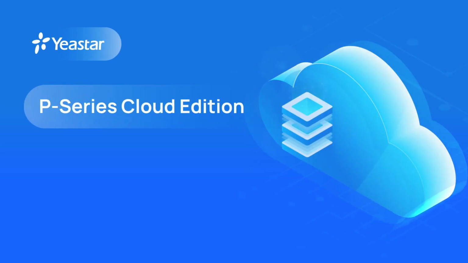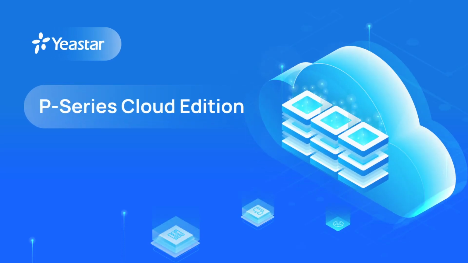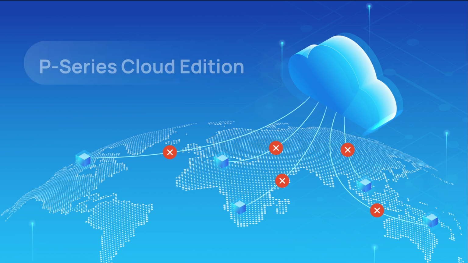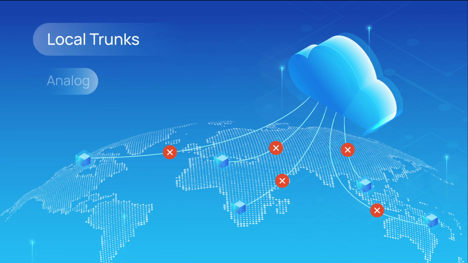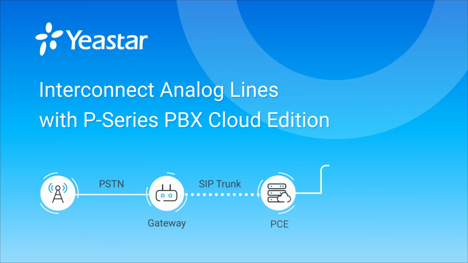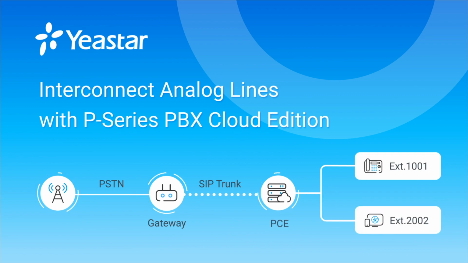P-Series PBX Cloud Edition is totally hosted on cloud. Just as with any other cloud-based phone system, the integration with physical trunks is a tricky yet very common issue, as a lot of users still subscribe to phone service based on local trunks, like analog, E1, and BRI lines. In this video, we will show you how to interconnect your analog lines to P-Series PBX Cloud Edition. Follow this video and you can do this easily.